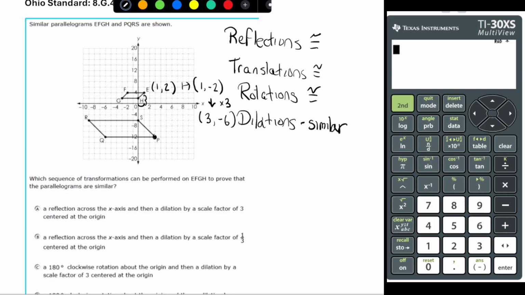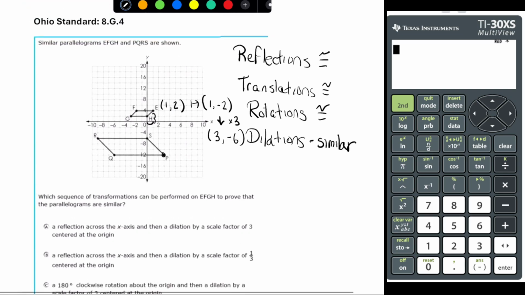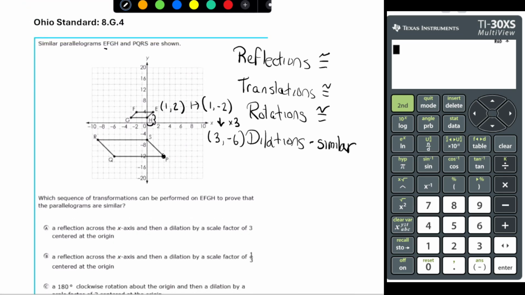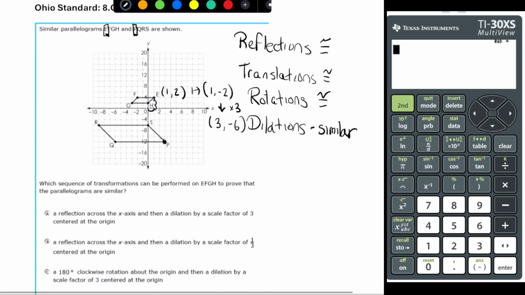So now at this point, we have to make sure, is that the point that corresponds to E? So we talk about how order for letters matters. E is the first letter listed in the parallelogram, as is P. So P correlates to E. The fact that we got to P by doing this shows that it's A.